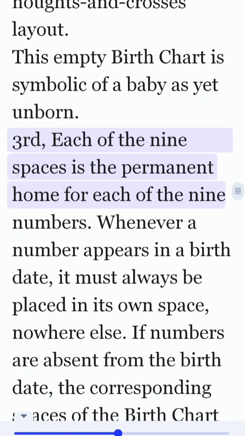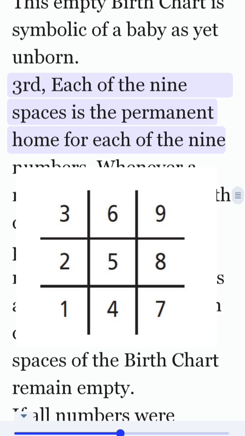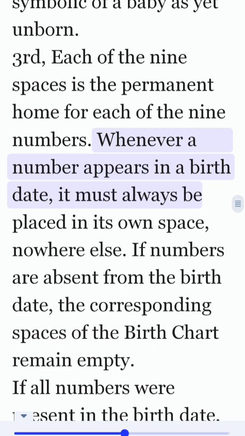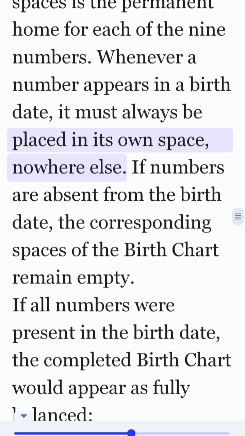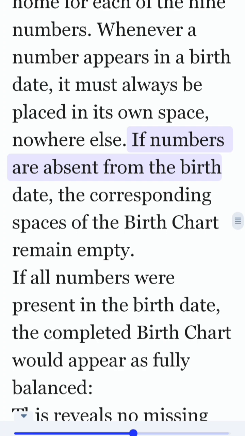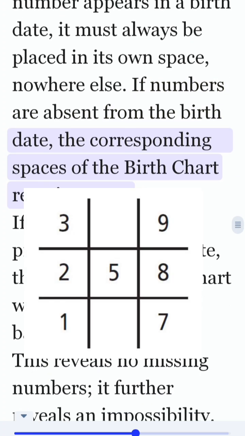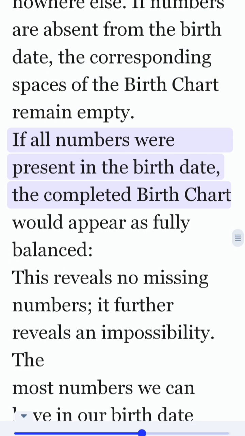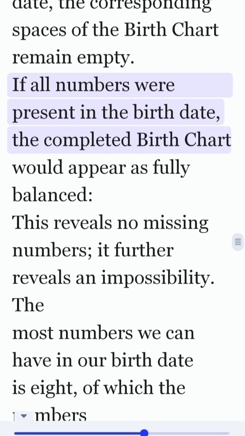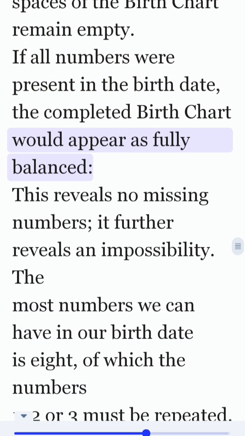Third, each of the 9 spaces is the permanent home for each of the 9 numbers. Whenever a number appears in a birth date, it must always be placed in its own space, nowhere else. If numbers are absent from the birth date, the corresponding spaces of the birth chart remain empty. If all numbers were present in the birth date, the completed birth chart would appear as fully balanced.